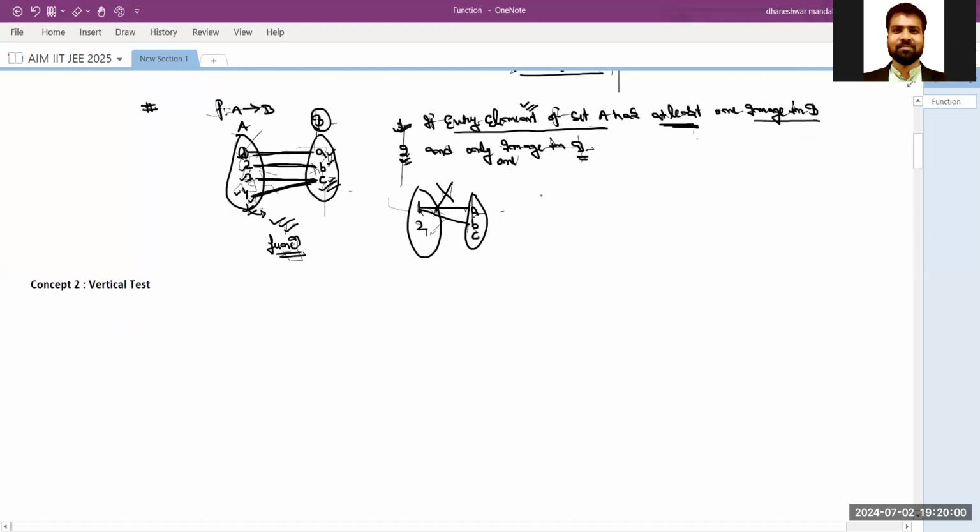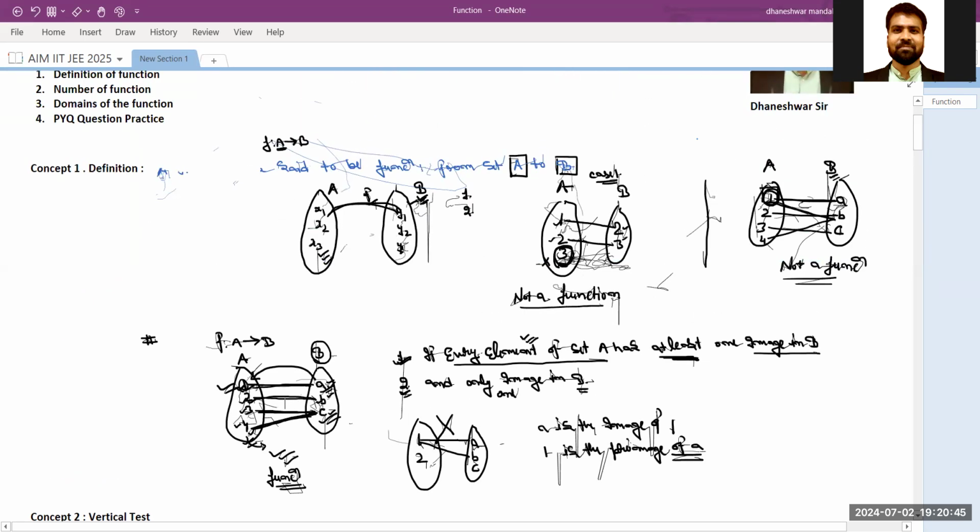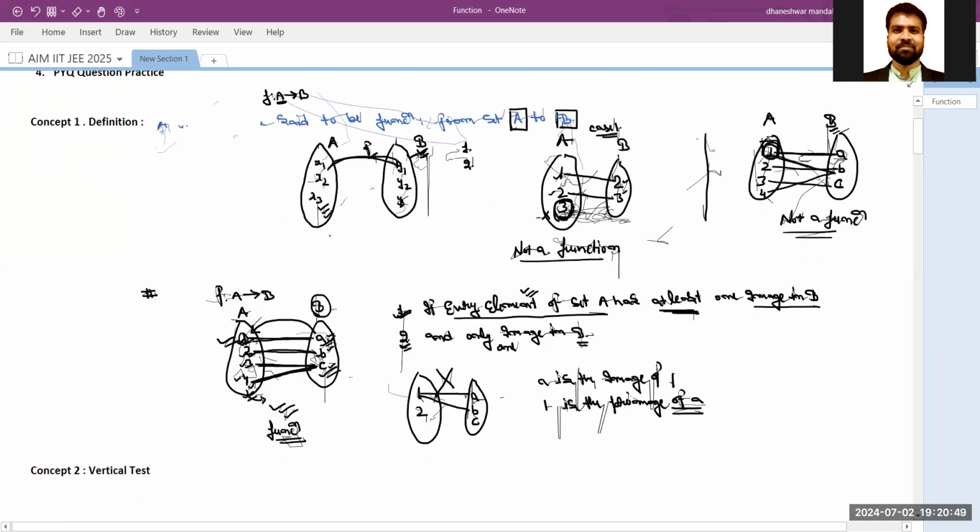So for A, see, A is known as the image of 1 and 1 is known as the pre-image of A. Okay, is this clear? So A is known as the image of 1 and 1 is known as the pre-image. Similarly, B is known as the image of 2 and 2 is known as the pre-image of B. Okay, now we have one graphical definition of a function. If we have a mapping in this way, can I find the function or not? So this term is known as mapping. So one other definition: a function is also known as a mapping from A to B. Okay.